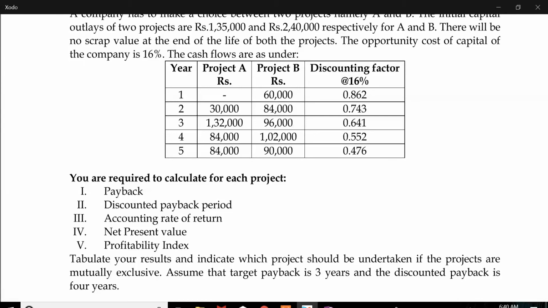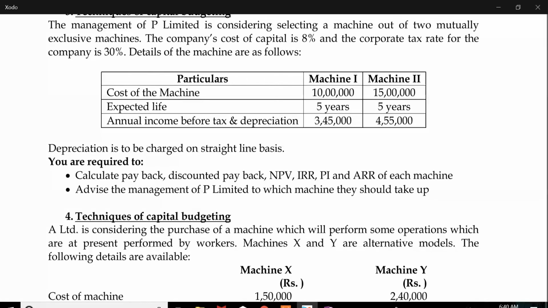Profitability index equal to present value of inflow divided by present value of outflow.